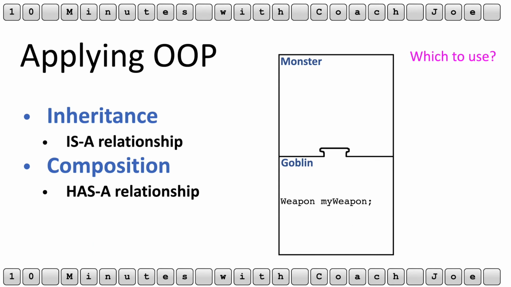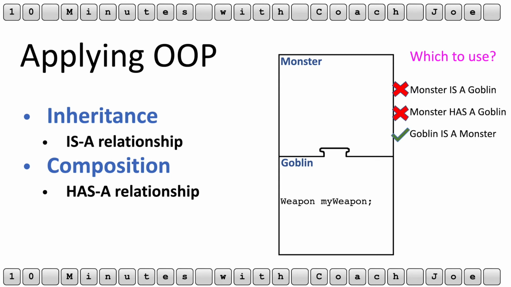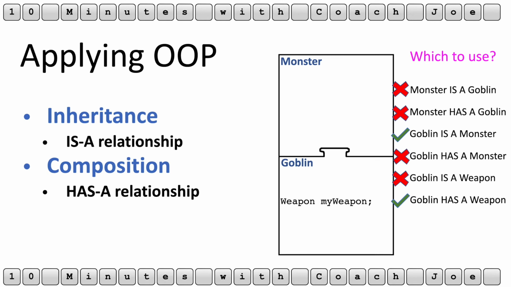So how do you know which to use, inheritance or composition? One way is to use the two classes in a sentence and see if it makes sense. More times than not, it'll point you in the right direction. Monster is a goblin. Monster has a goblin. Goblin is a monster. Goblin has a monster. Goblin is a weapon. Goblin has a weapon.